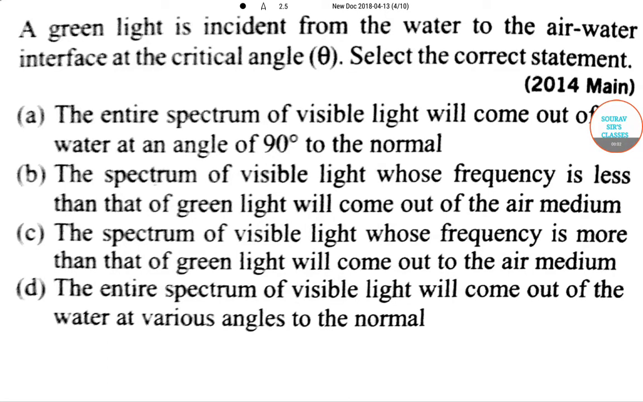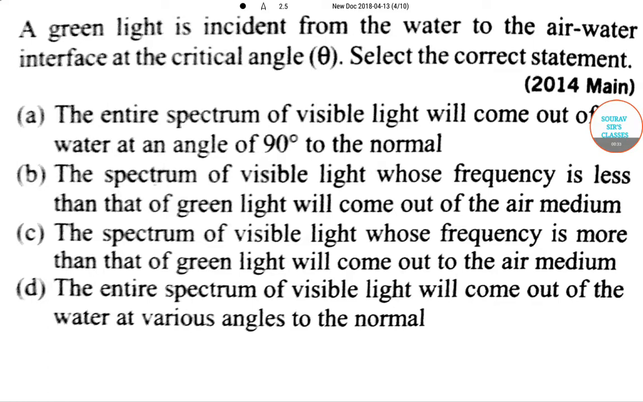The problem states that a green light is incident from the water to the air-water surface at the critical angle theta. Select the correct statement. Statement A is the entire spectrum of visible light will come out of water at an angle of 90 degree to the normal. Option B is the spectrum of visible light whose frequency is less than that of green light will come out of the air medium.